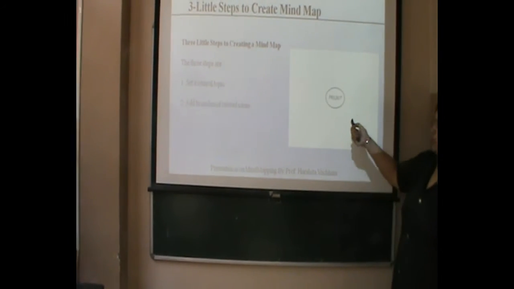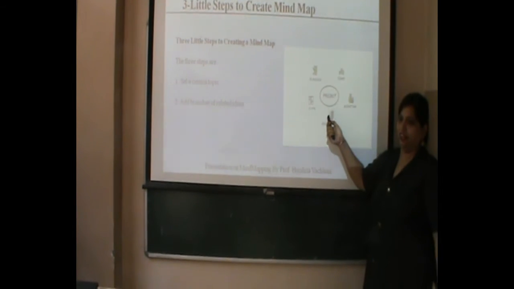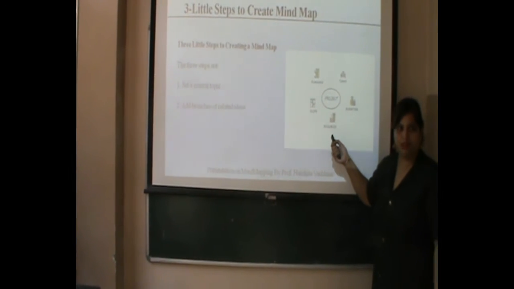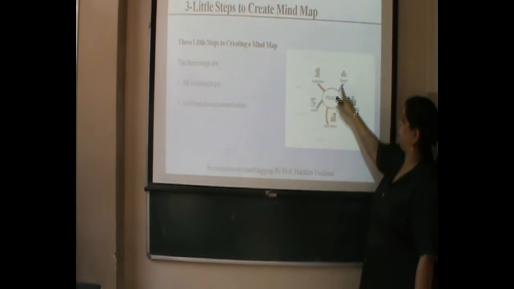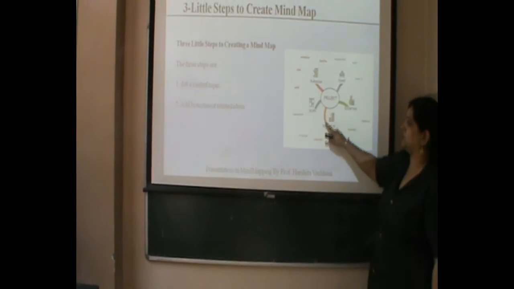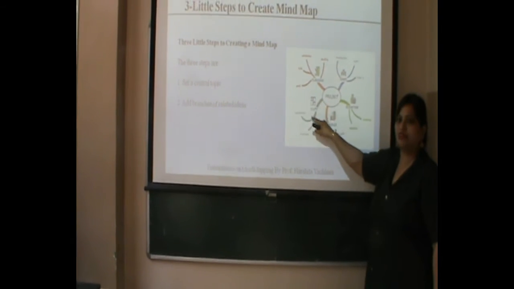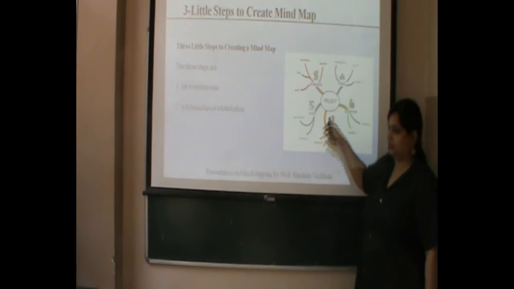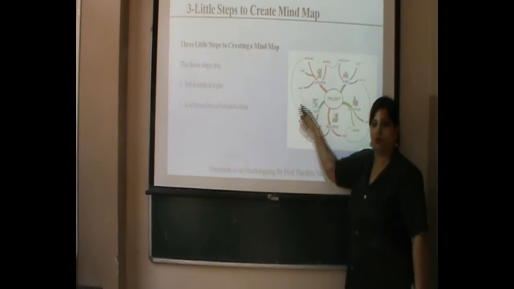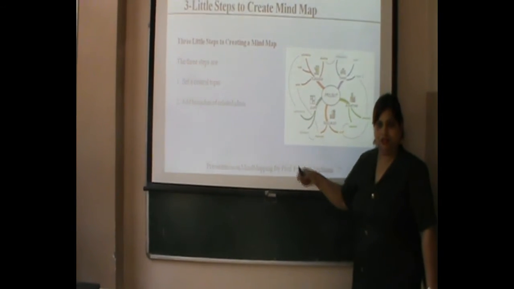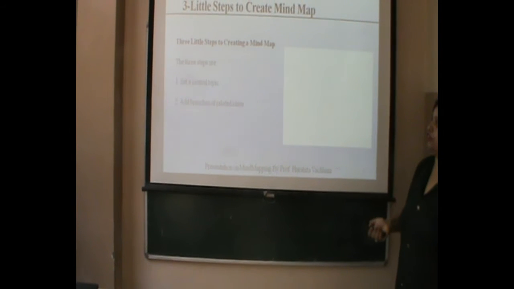If I say a project, this is my central idea. I want to make a project. Students make the projects, right? So, what is the planning of the project? What are the teams? What are my resources? What is the scope of my project? These are my sub-themes, subtopics. Now, these subtopics are again divided into more subtopics, right? So, this is the concept of your mind map.